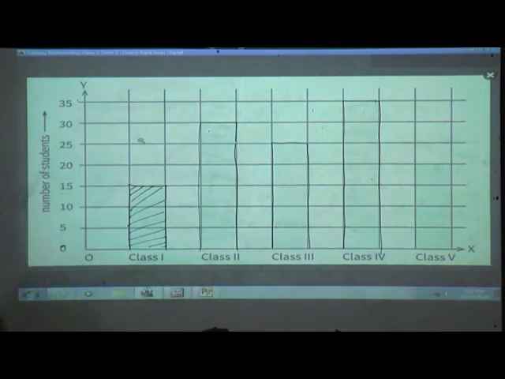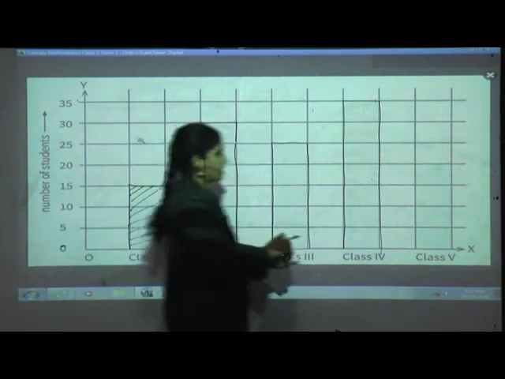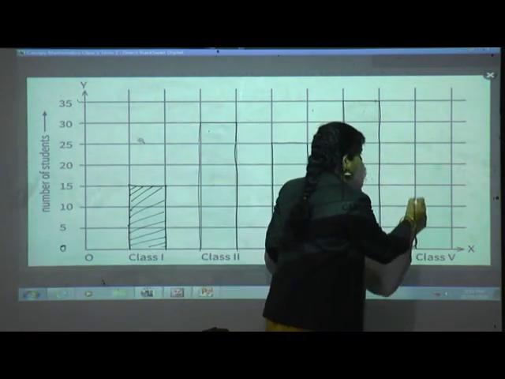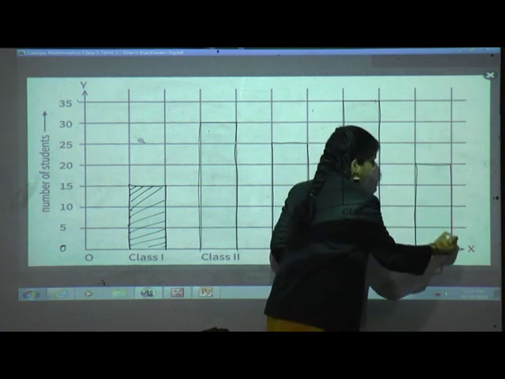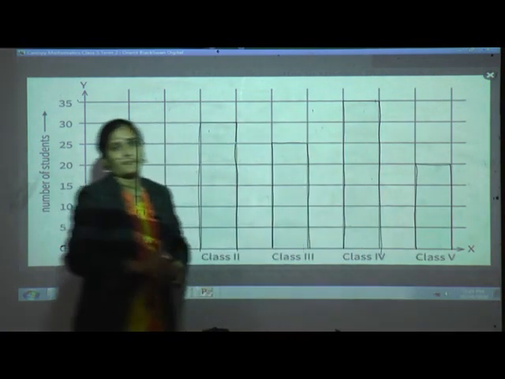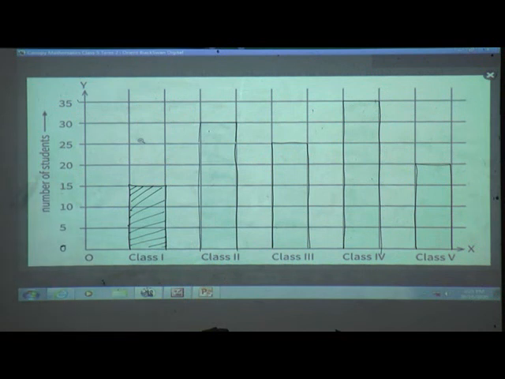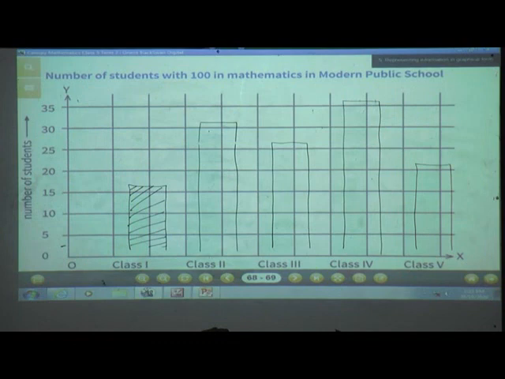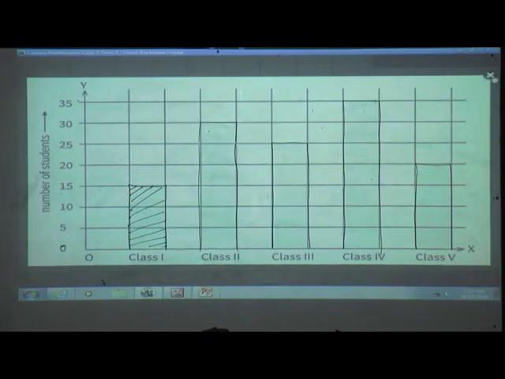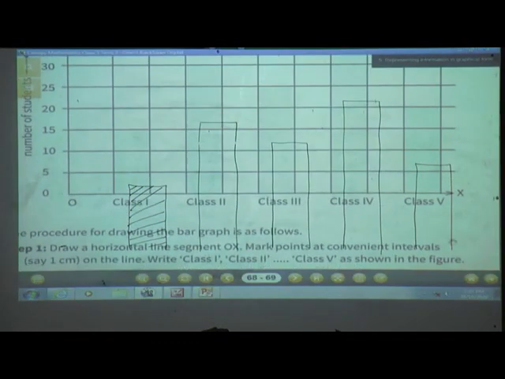And in class 5, how many students got? Yes, 20. So see 20 here, and here is class 5. Okay. So all of you understood bar graph? Yeah. See here, they have given us the information of a bar graph clearly here.